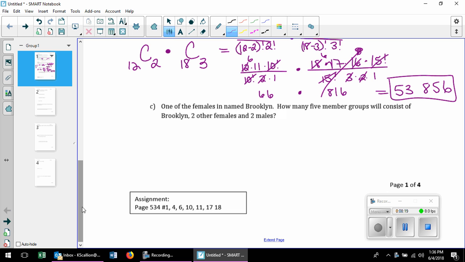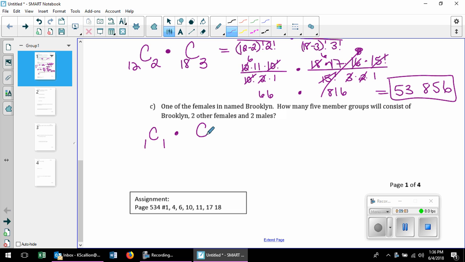One of the females is named Brooklyn. How many five-member groups will consist of Brooklyn, two females, and two males? So now, how many combinations do I have? I have three. I have Brooklyn, then I have the females, and then I have the males. So what's the combination of Brooklyns? How many Brooklyns do I have? One. And how many Brooklyns am I choosing? One. So that's Brooklyn. Now let's go on to the two females.